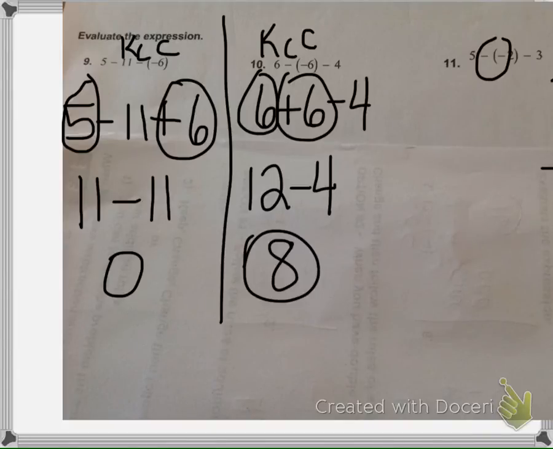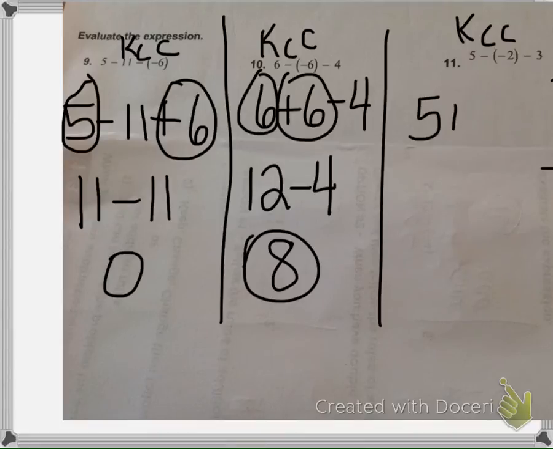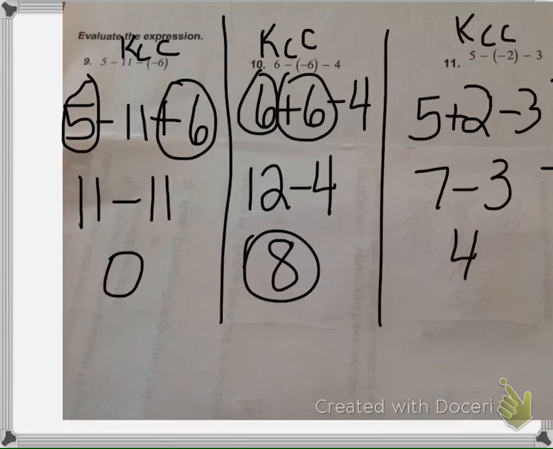Okay, number 11. Here is the only place we have a double sign. So we're going to keep change, and the rest could just stay. Keeping my 5, changing my subtraction to addition, changing my 2 to the opposite, and minus 3. 5 plus 2 is 7. Minus 3, simple subtraction problem, is 4.